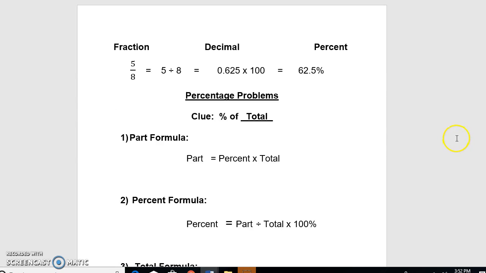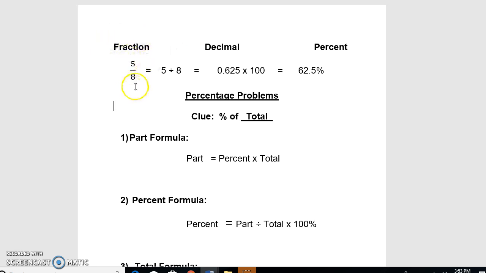We are working here on the percent test, and this is a handout sheet that you can use during the test, and I'm going to go over it briefly here in this video. So at the top of the sheet you have an example of how to change from a fraction to a decimal and then to a percent.